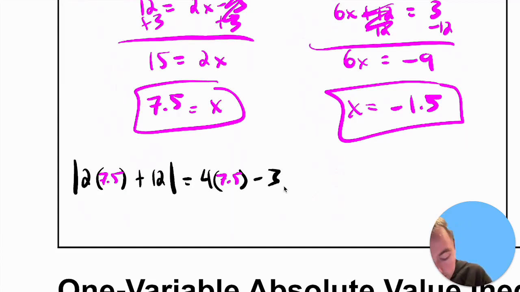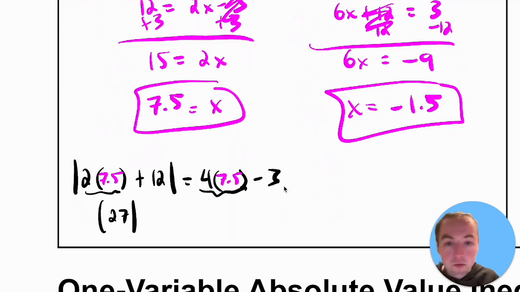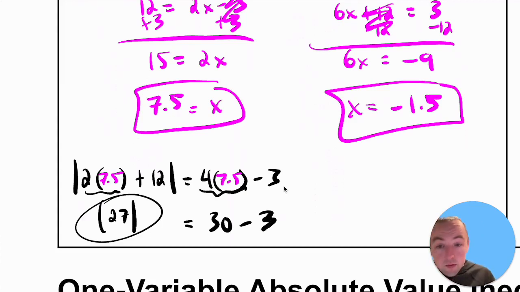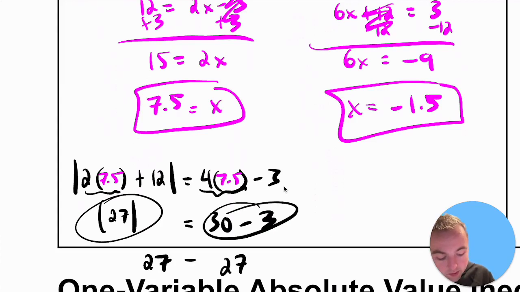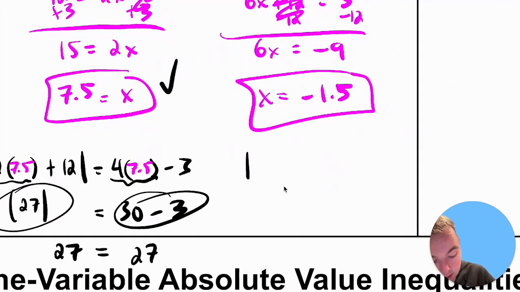So what we're going to get then is 2 times 7.5 is 15, plus 12 gives you 27 in the absolute value. And then 4 times 7.5 is 30. So you end up getting an absolute value of 27 on that side, which is just 27. And then on that side, 30 minus 3 is 27. And so you get a true equal statement. So that verifies that, okay, good, 7.5 is a valid solution, right? And then we can also check it for the other solution that we got.